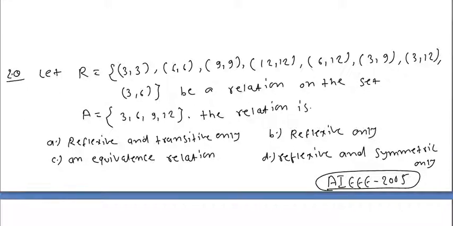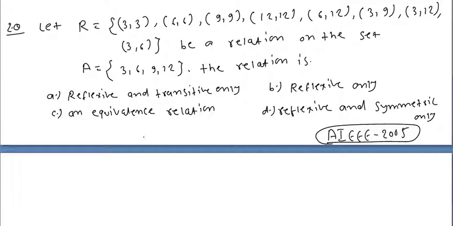Now I have the next problem, question number 2. Let R be the relation {(3,3), (6,6), (9,9), (12,12), (6,12), (3,9), (3,12), (3,6)} on the set A equal to {3, 6, 9, 12}. Then the relation is reflexive and transitive only, reflexive only, an equivalence relation, or reflexive and symmetric only. This is a question from AIEEE 2005.